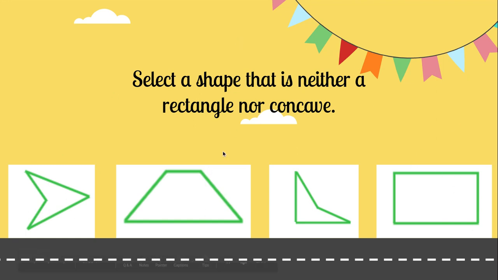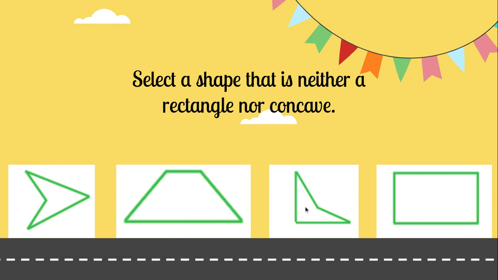All right, let's look at the trapezoid. Well, I know a trapezoid is not a rectangle, and also none of the angles of this trapezoid are going inside, which means it's not concave. So I think this one might be our answer, but let's check this one just in case.